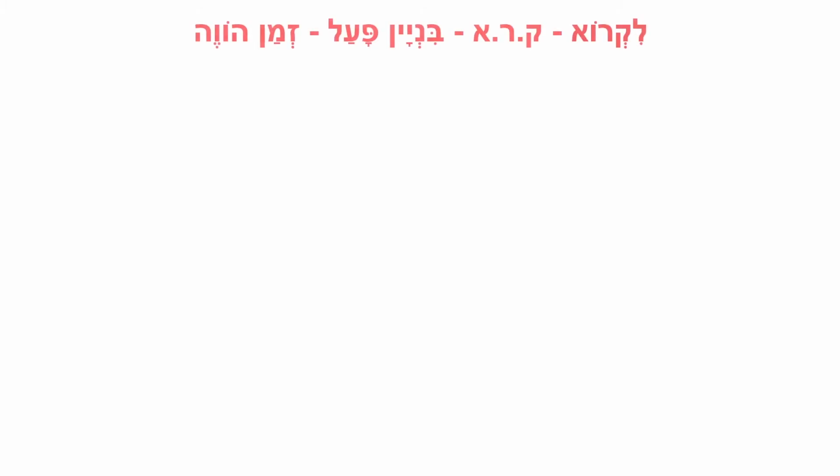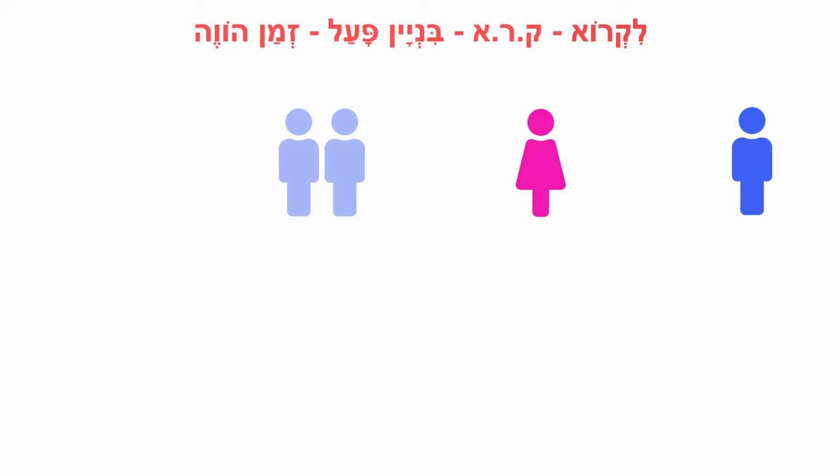זמן הווה, present tense. Let's see how we conjugate the verb likro in present tense. The verb likro is a pa'al verb, and like all verbs in Hebrew, in present tense we have only 4 conjugations. One for masculine singular, one for feminine singular, one for masculine plural, and one for feminine plural.